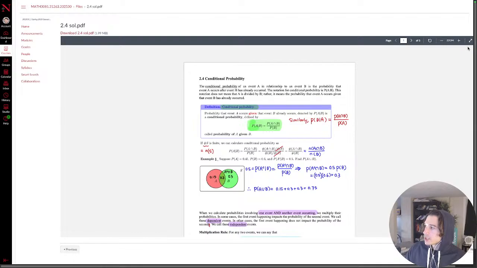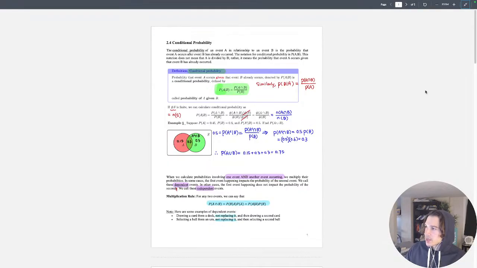So, conditional probability. The conditional probability of an event A in relationship to an event B is the probability that event A occurs after event B has already occurred. So, given the condition that event B has occurred, what is the probability of A? The notation for conditional probability is probability of A given B. This notation does not mean that A is divided by B.